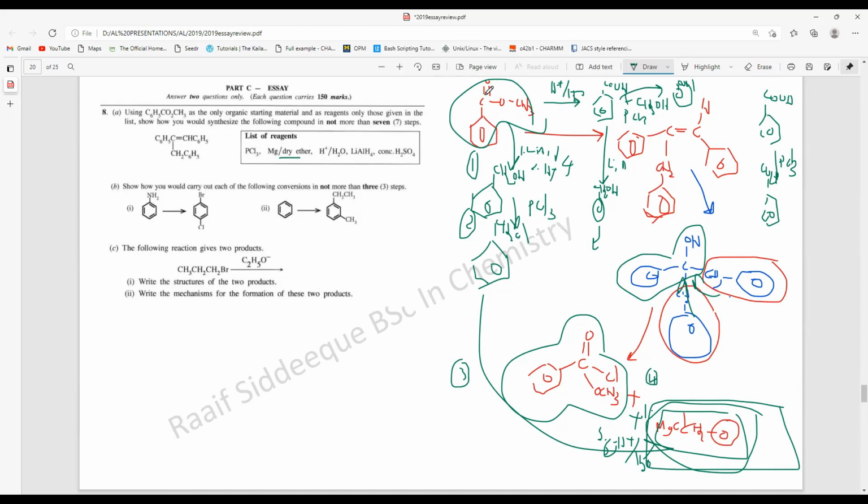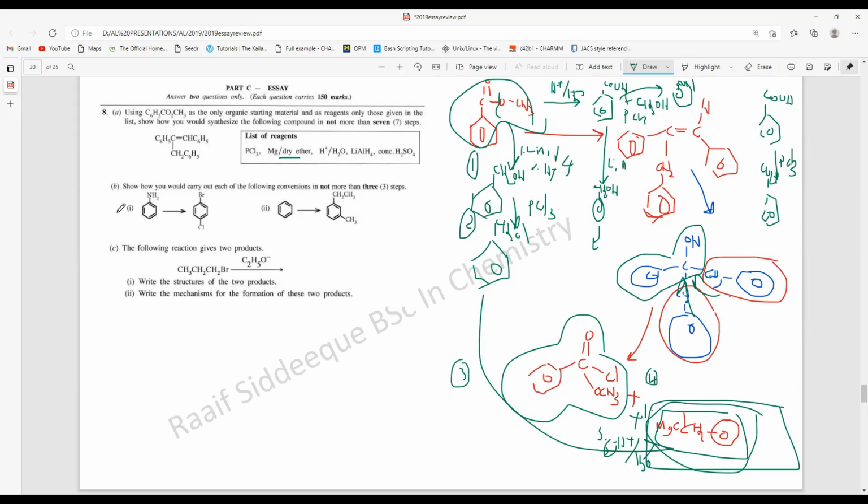So the easiest thing is to hydrolyze this, get the primary alcohol, add PCl3, get the Grignard, and you will have this automatically. So this is the important point of thinking about a particular reaction from the front as well as from the back. Okay.